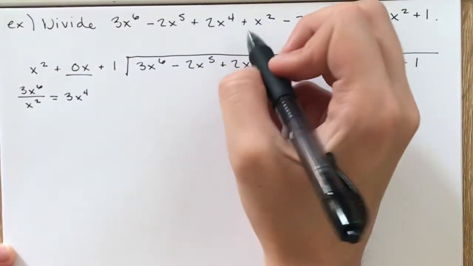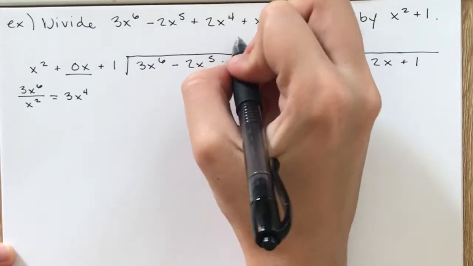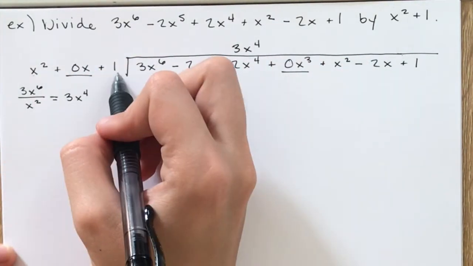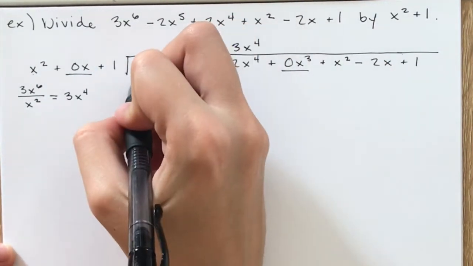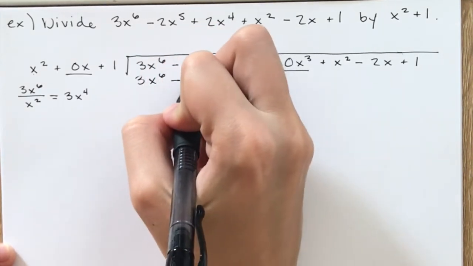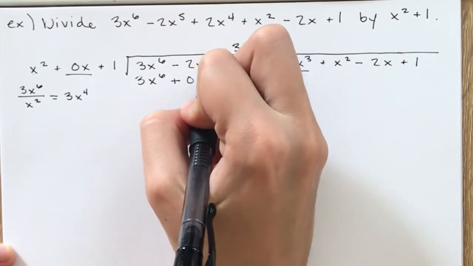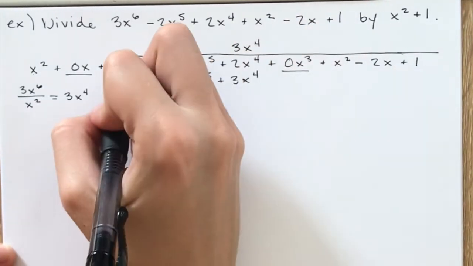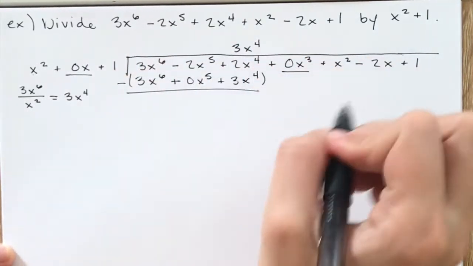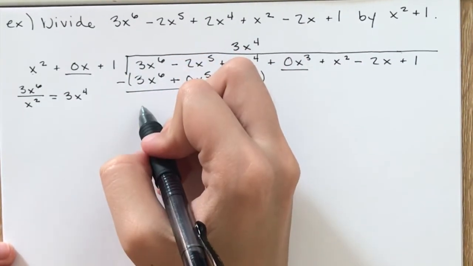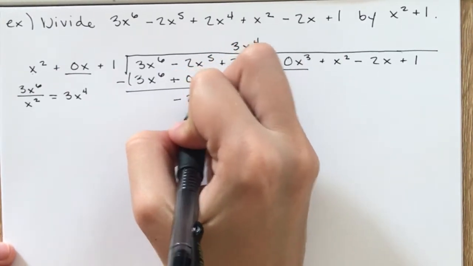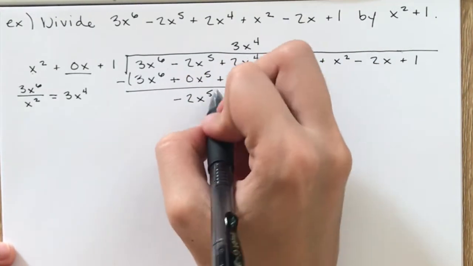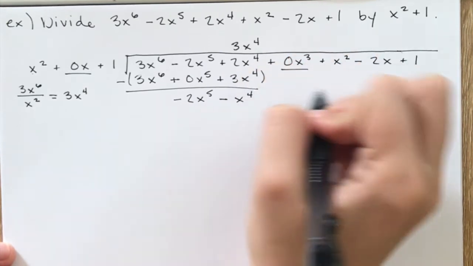3x to the 4th needs to go above 2x to the 4th, so we have 3x to the 4th here. I multiply this by all of the terms in the divisor. So I have 3x to the 6th plus 0x to the 5th plus 3x to the 4th. I'm subtracting. So I have 0x to the 6th, negative 2x to the 5th, and then 2x to the 4th minus 3x to the 4th is negative x to the 4th.